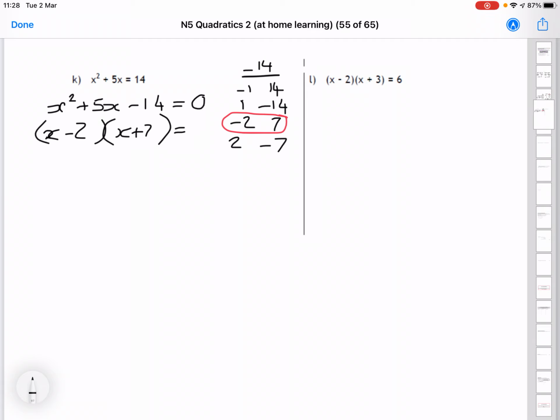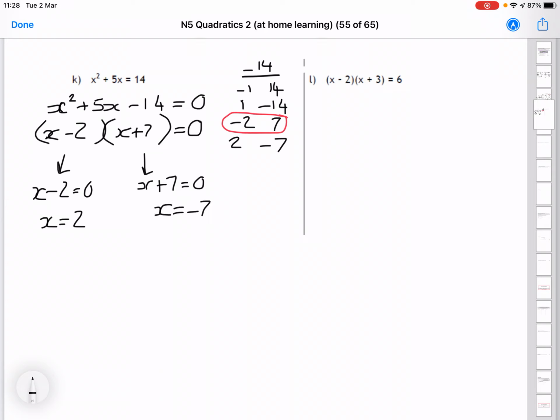We only need to do that method I was doing in the last few examples if it's not a single x squared, if it's 2x squared or 3x squared or so on. So our 2 answers here, we've got x minus 2 equals 0, so x equals 2. And we've got x plus 7 equals 0, so x equals minus 7.